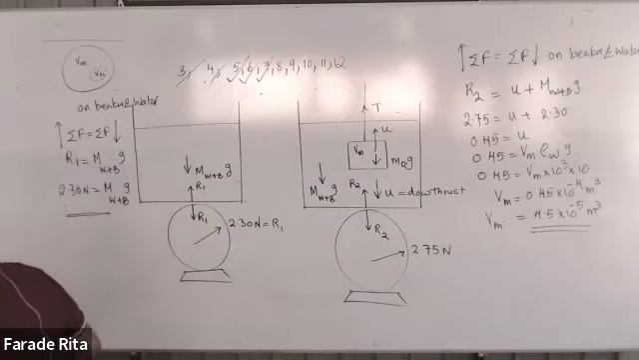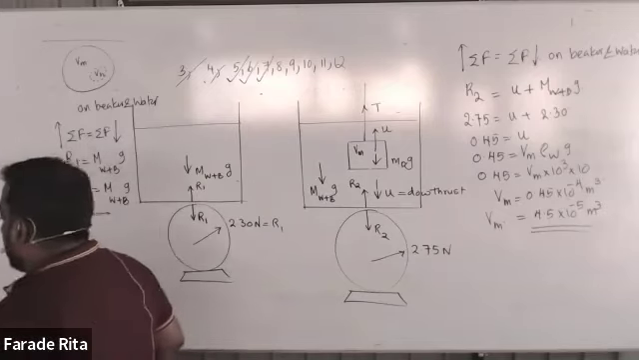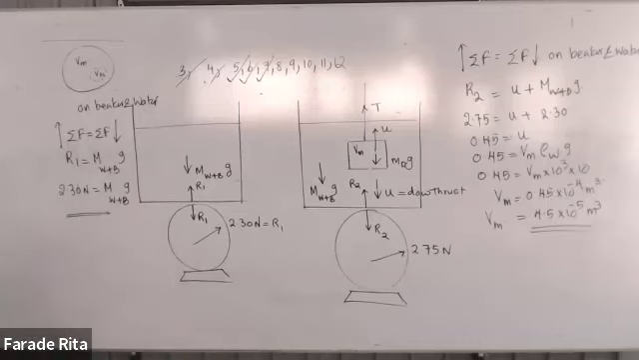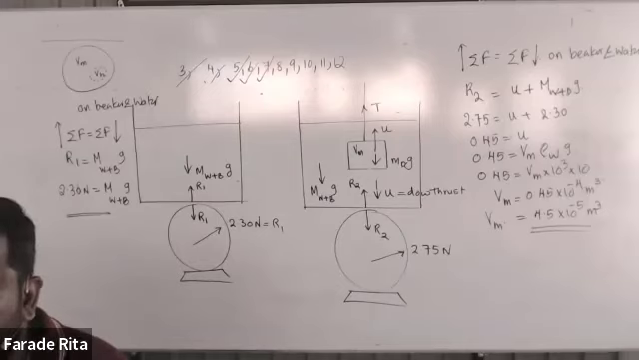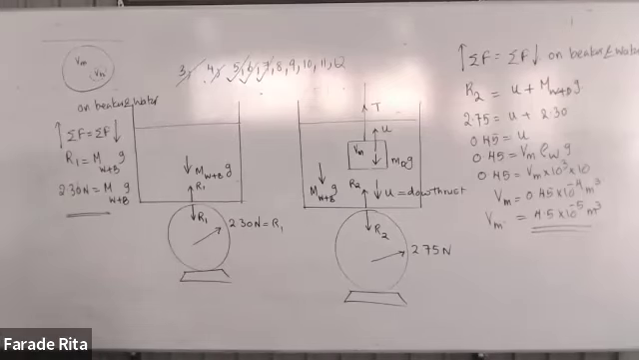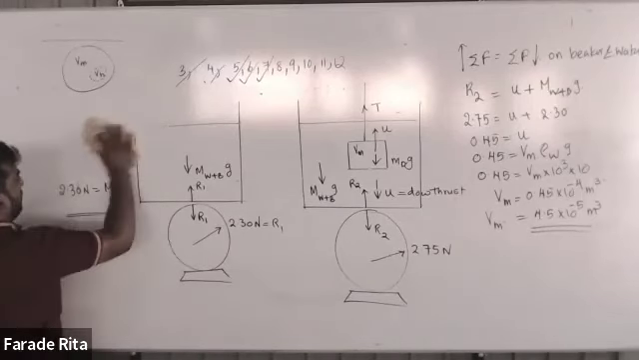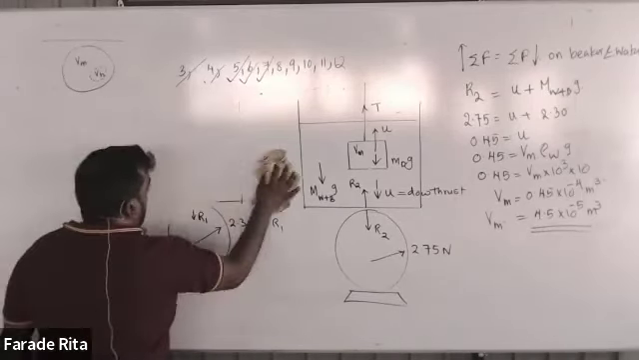SPGR means specific gravity. Specific gravity is relative density. Units and dimensions knowledge. SPGR, specific gravity. Specific gravity is equal to relative density.